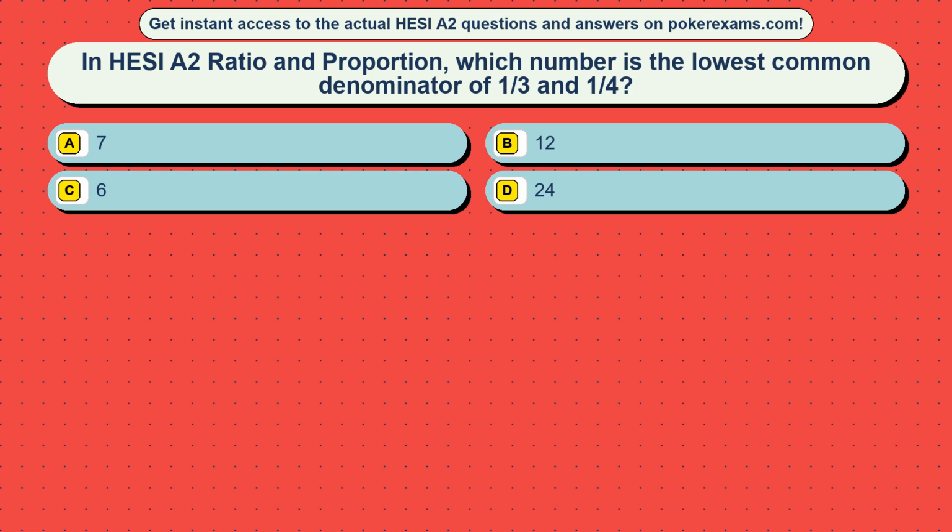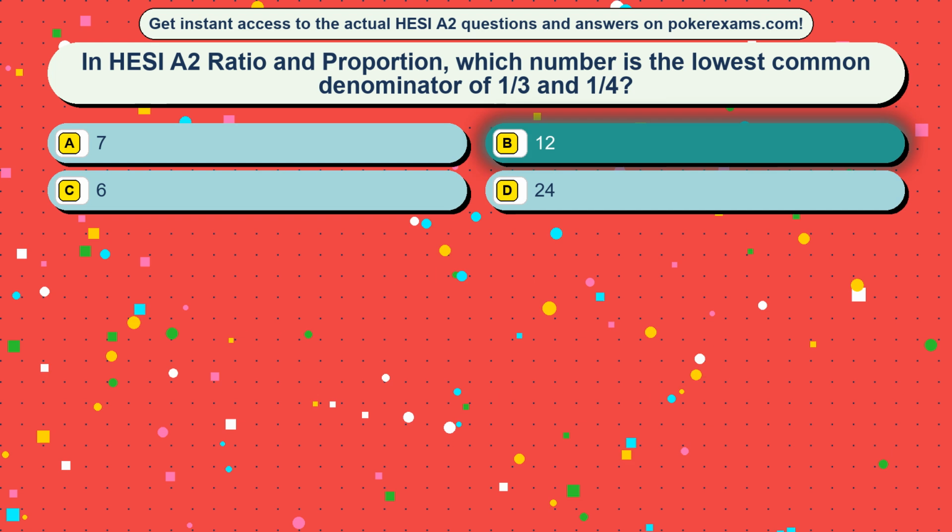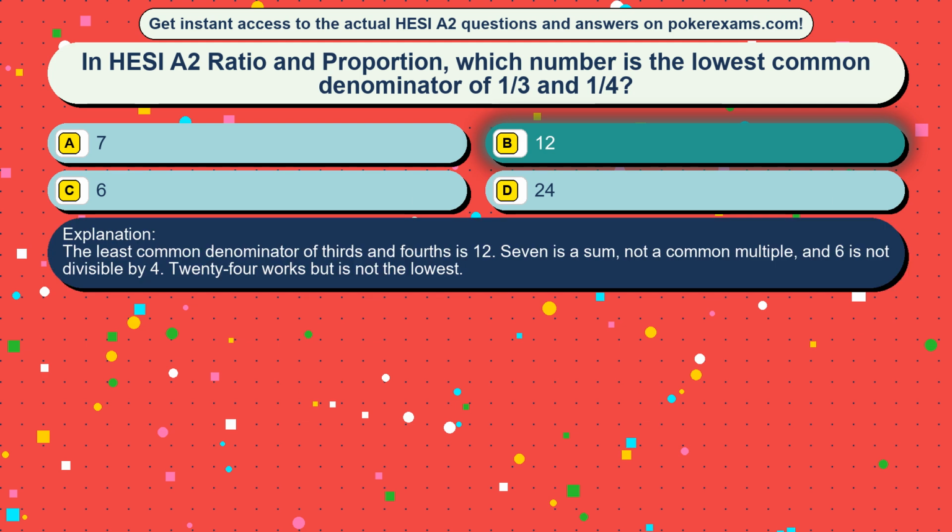Question 33. In HESI ratio and proportion, which number is the lowest common denominator of 1/3 and 1/4? Option A, 7. Option B, 12. Option C, 6. Option D, 24. The correct answer is option B, 12. The least common denominator of thirds and fourths is 12. 7 is a sum, not a common multiple, and 6 is not divisible by 4. 24 works but is not the lowest.